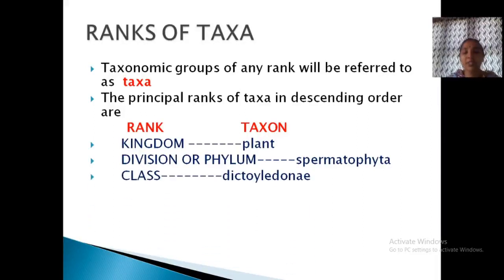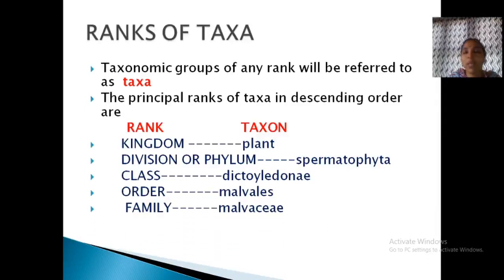Then similarly class Dicotyledonae and Monocotyledonae, then order, with examples like Malvales, Rosales, Asterales. Then family, the various families you studied in the classification of Bentham and Hooker. Next genus and then species. So this is in descending order. The lowermost or basal rank of taxa is what? Species. The basal taxon is species, so species is the basis.